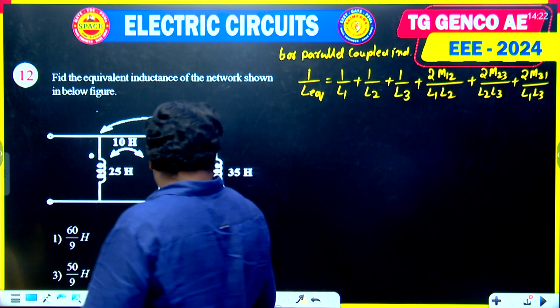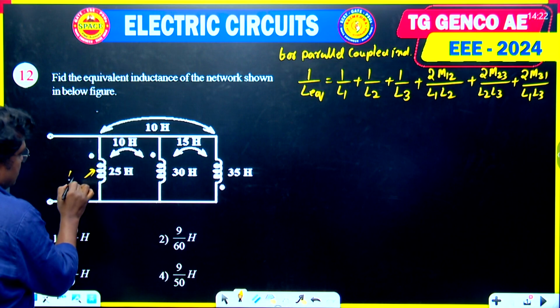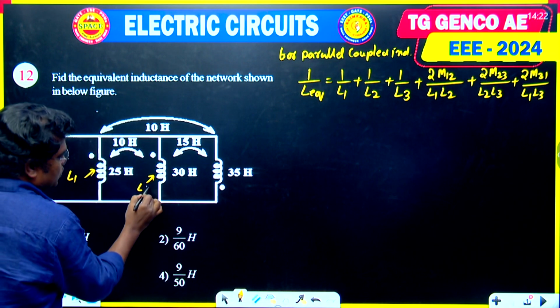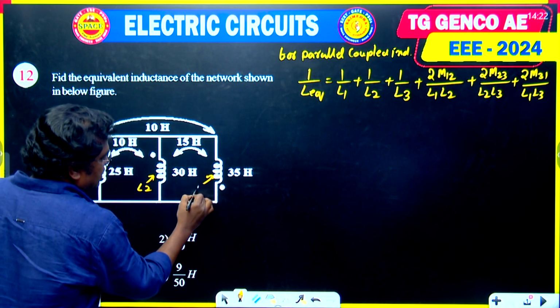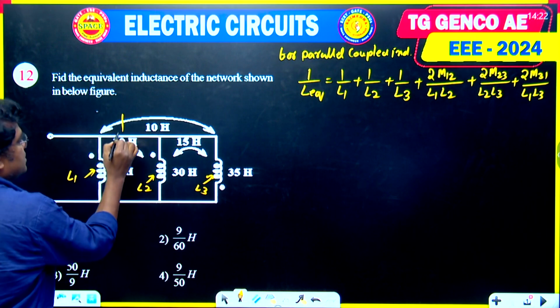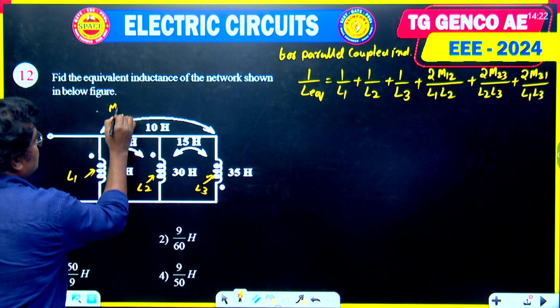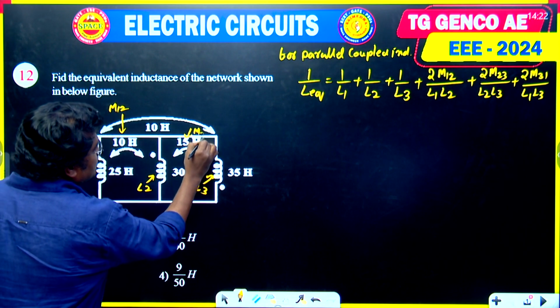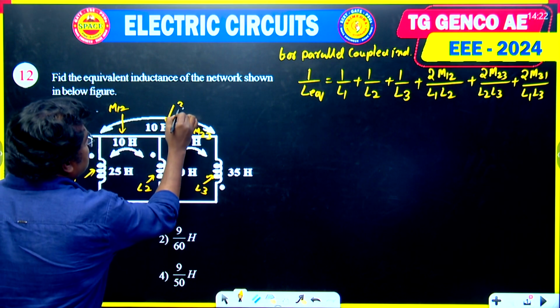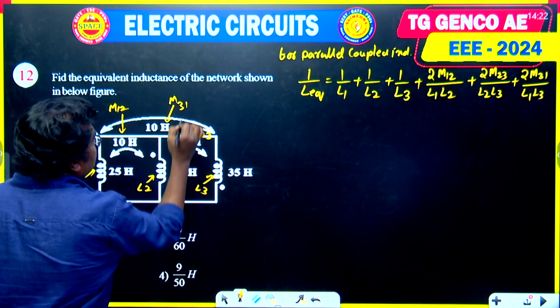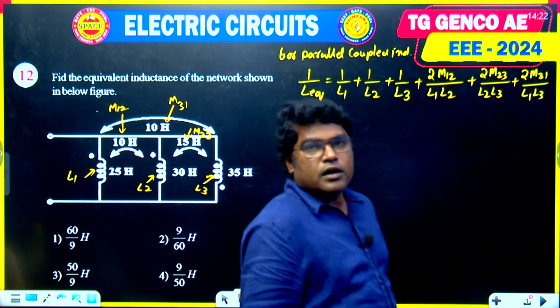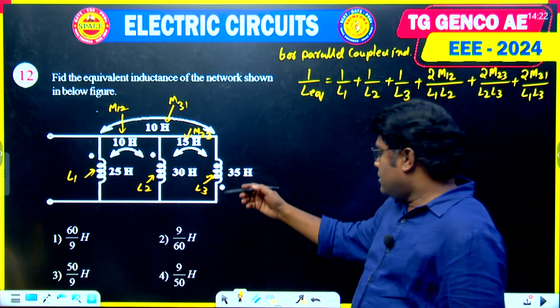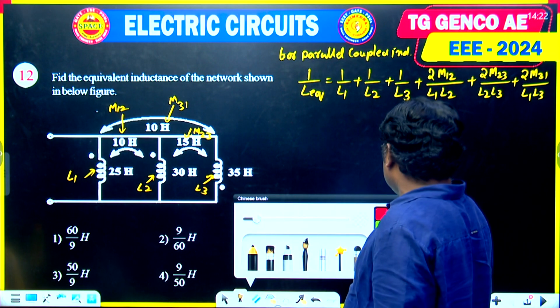So let us consider this one is L1 and this is L2 and this inductance is L3, and this one here is M12 and this one is M23 and this is M31. So M31 is the mutual coupled inductance between the third coil and the first coil. Now let us substitute all the values in this equation.